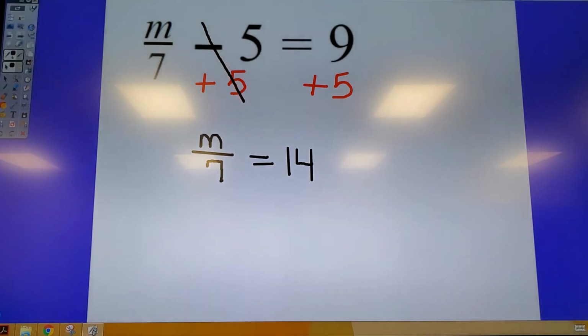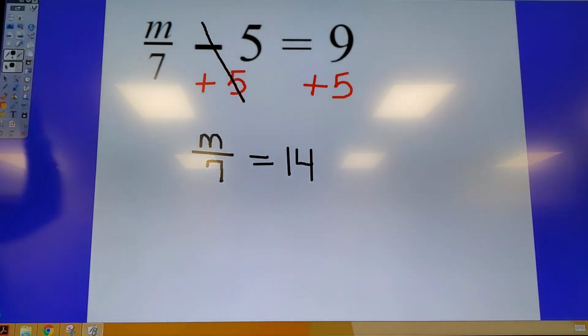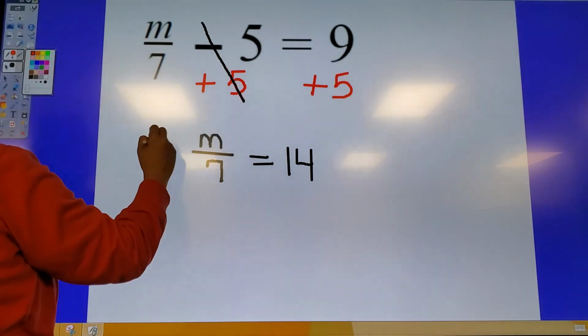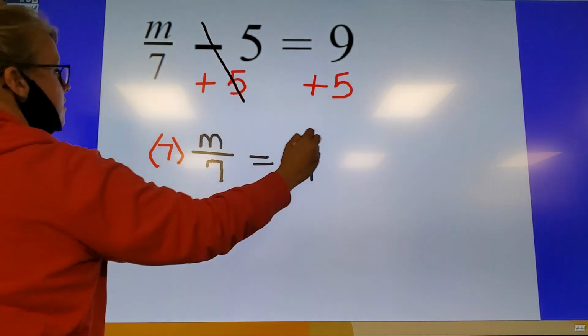You're putting just the answer into Google Forms. Okay. So what do I need to do to get rid of this 7? Times 7. Good. I'm going to multiply by 7. Again, make sure you're using parentheses.